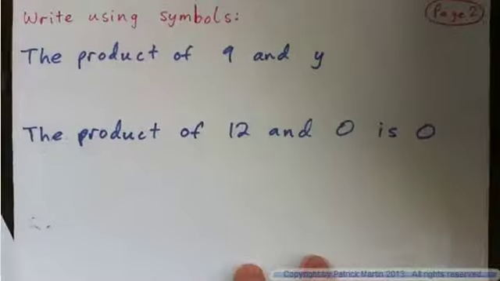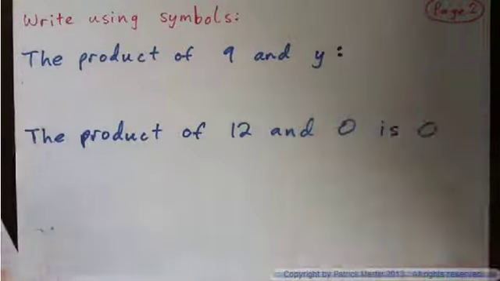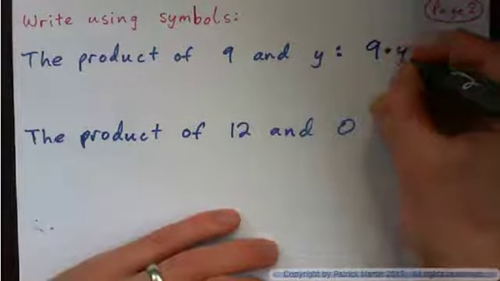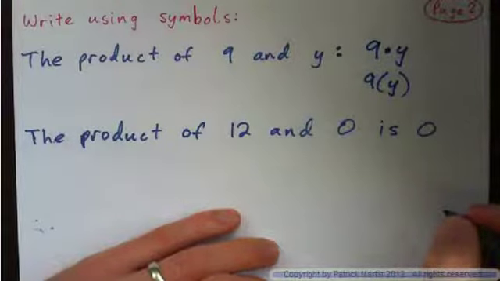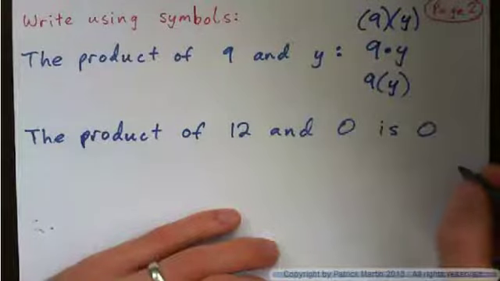Page 2, write down in symbols the product of 9 and y. So hopefully you can do that now. How would you write the product of 9 and y? Product means the answer to a multiplication. Of course, you can't calculate 9 times y because you don't know what y is. So you could write 9 times y, or 9 times y with parentheses, or in fact 9 times y. That's another way of doing it.